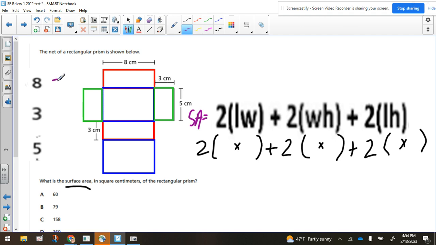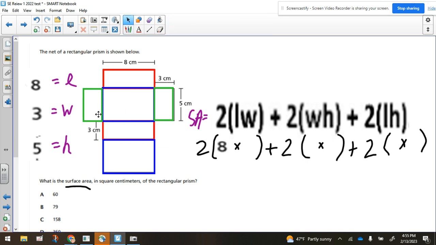So if we call 8 the length, and we call 3 the width, and we call 5 the height, we can take these numbers and substitute them into the formula. So for L, we're saying that that's 8. So let's drag that in. For W, we're saying that that's a 3. For W, we have another 3. For H, we're saying that that's 5. For L, we have 8. And then for H, we have 5.